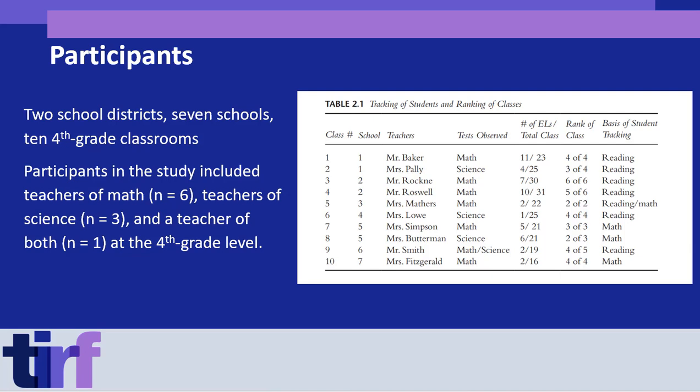You can see in that second to last column, it refers to the rank of the class. So the classes were ordered in terms of how many math classes were there, how many science classes were there, et cetera. And so these particular classes, like Mr. Baker's class, there were 4 math classes. This was considered the bottom class. And that's where 11 of the 23 students, that's where 11 of the English learners resided. And that ranking was determined by students' reading scores from the prior year.